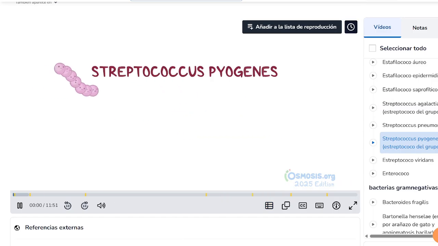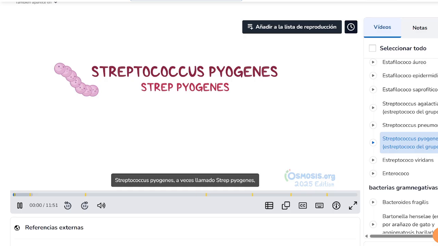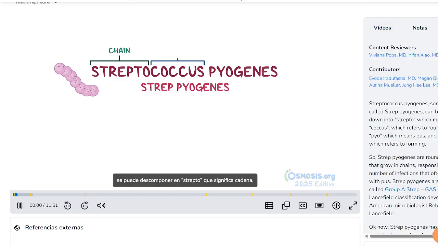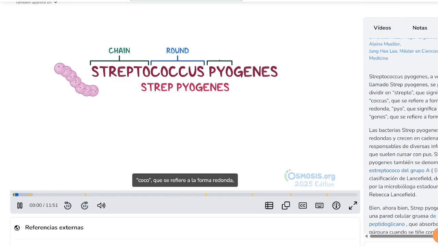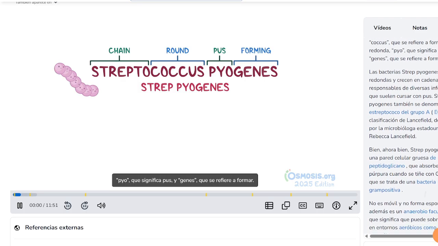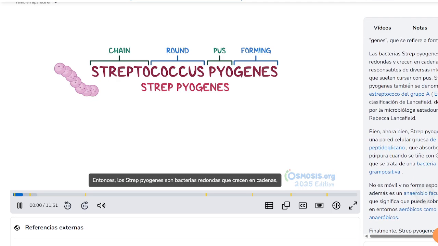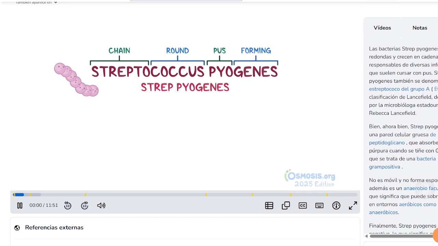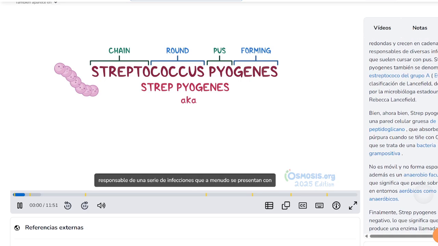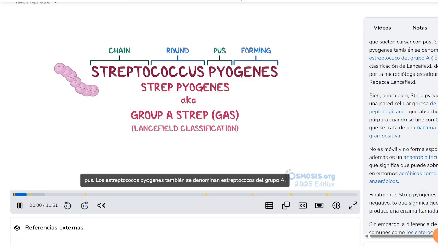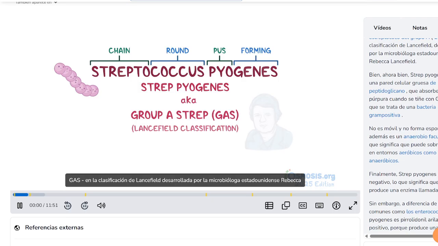Streptococcus pyogenes, sometimes called strep pyogenes, can be broken down into strepto, which means chain, coccus, which refers to round shape, pyo, which means pus, and genes, which refers to forming. So, strep pyogenes are round bacteria that grow in chains, responsible for a number of infections that often present with pus. Strep pyogenes are also called Group A strep, GAS, in Lancefield classification developed by American microbiologist Rebecca Lancefield.